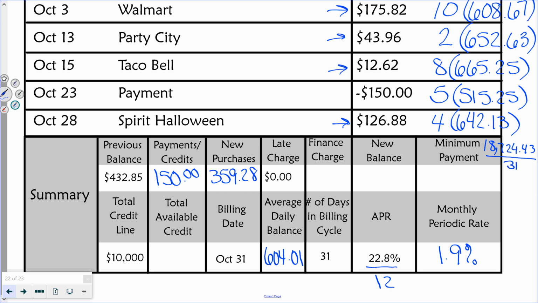What's it say next to find on your step-by-step? Finance charge. How do you find a finance charge? Monthly rate times your average daily balance. So I'm going to take my average daily balance, 604.01. And I'm going to multiply that by what? So times 0.019. 48 cents. Good. $11.48. Yeah, the box is small.